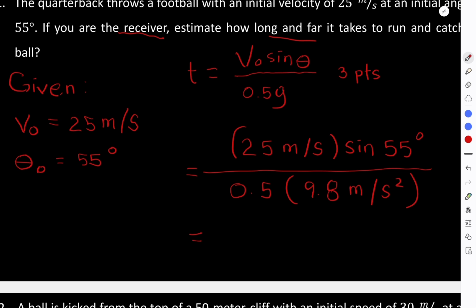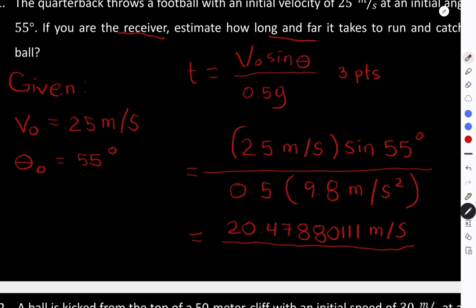25 sine 55 degrees, we got 20.4788011. Then do not forget we still have the meter per second. Then all over, and you already know that half of 9.8 is just 4.9 meters per second squared.